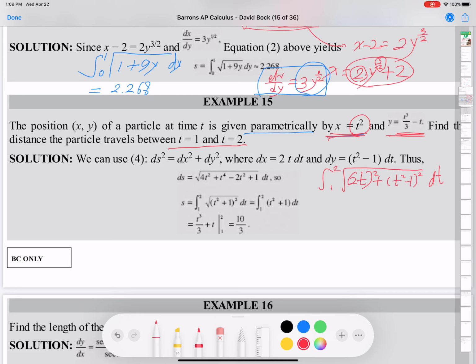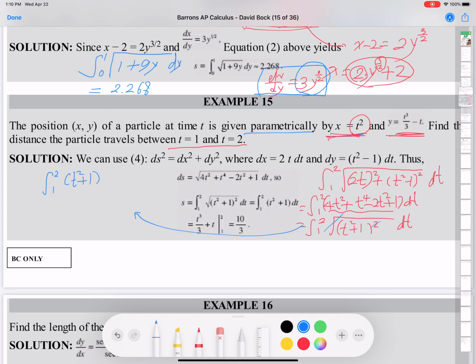Okay, so simplify that inside 1 to 2. It is 4t squared plus t to the fourth minus 2t squared plus 1 dt. So it is integral 1 to 2 square root of, if you simplify all these things, gonna be t squared plus 1 squared, right? dt. And square and square cancel out. Let's come back here. So that means integral 1 to 2 t squared plus 1 dt.